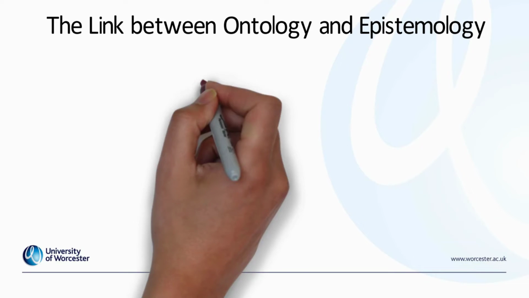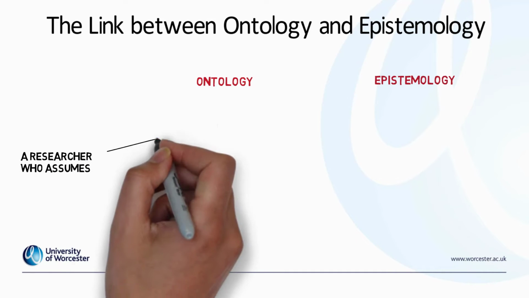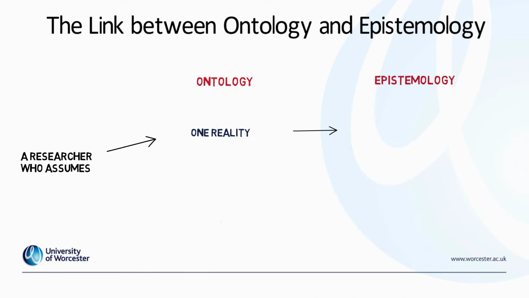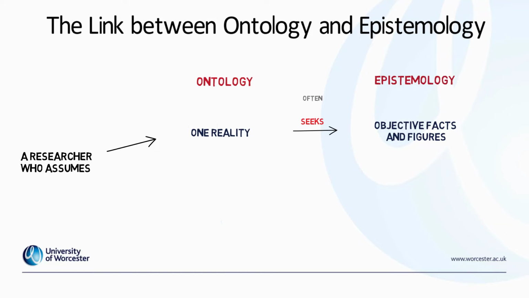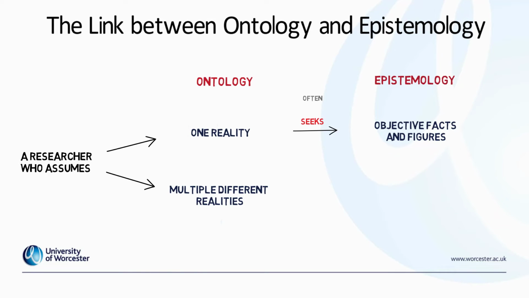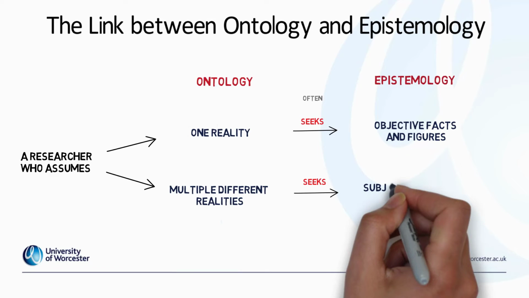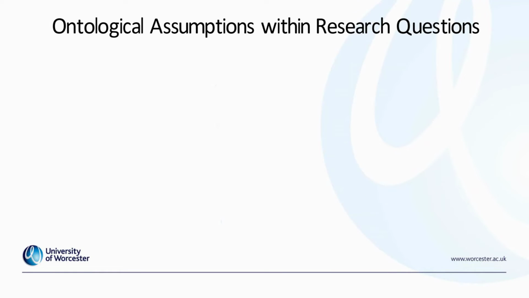Now, there is a link between ontology and epistemology. Often, a researcher who assumes there is one reality seeks objective facts to determine that reality, because they believe that facts can be truly objective because there is only one reality. However, often a researcher who assumes there are multiple realities in the world and multiple answers seeks subjective opinions, views and beliefs to look for the different realities within the world.